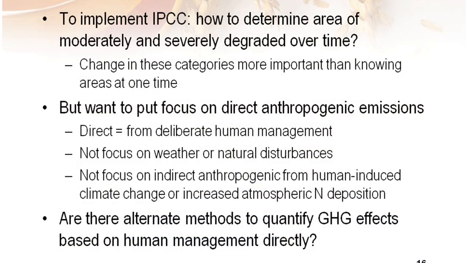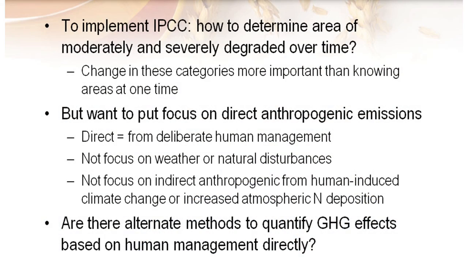You have to know what the carbon change is for how you classify your situation. But we're not really interested necessarily in the state of the grasslands, because the purpose of all that inventory is to capture what they call the direct anthropogenic emissions, so what is coming directly from human management. So it's not the focus on weather and natural disturbances. Obviously there are huge interactions between human management and weather and natural disturbances, but it's really about the part that we can relate back to human management.